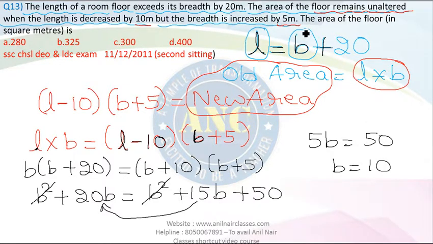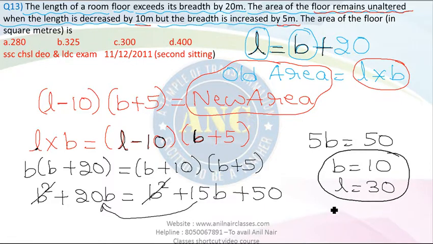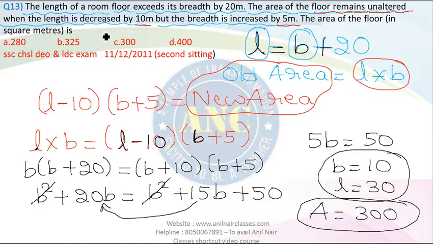And I know that L is 20 more than B, so L is equal to 30. I know L and B. So area is 30 into 10, which is 300 meters square. The answer for this question is option C.